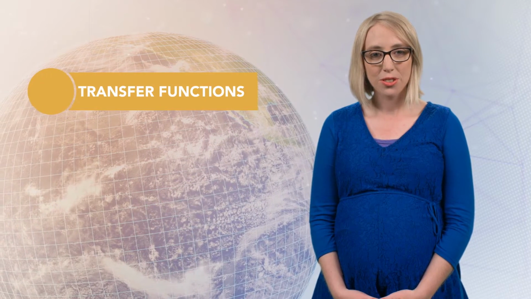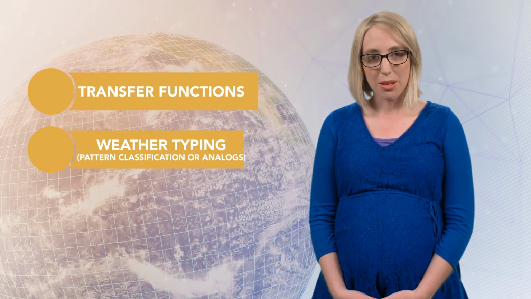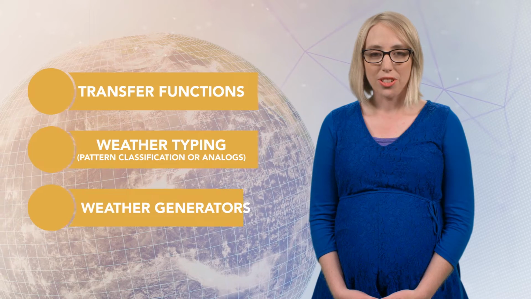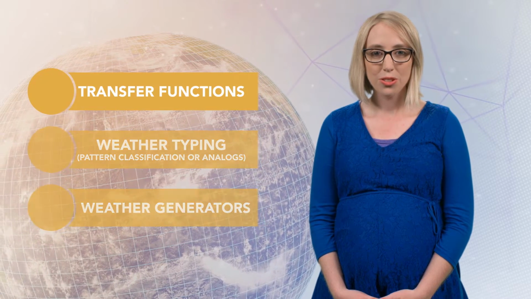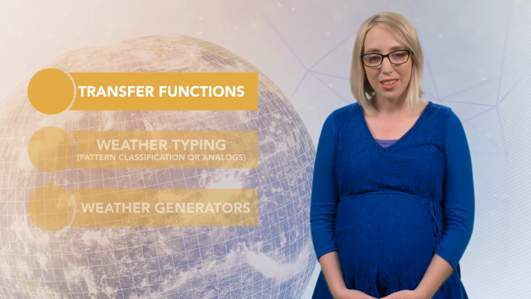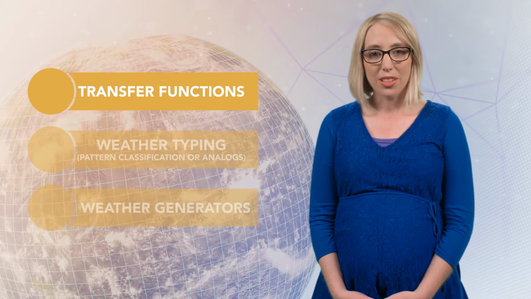There are several ways to build the statistical relationship I just described. These techniques generally fall into three categories: transfer functions, weather typing, also known as pattern classification or analogs, and weather generators. Transfer functions are often the simplest statistical downscaling methods. They include techniques such as the delta method.